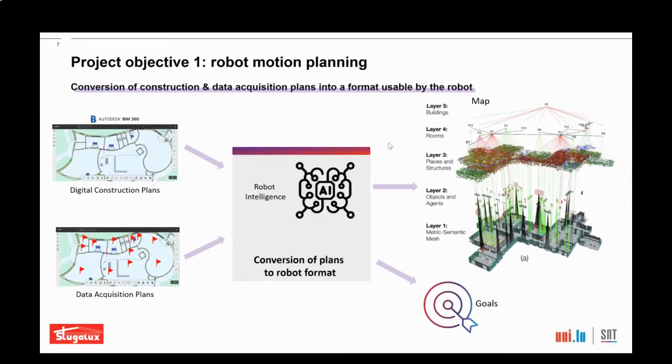Here we are using that already, but then we are also adding objects. That means there are humans on site or other objects. Then we have places and structures. We have the rooms and we have the buildings, and all of these are then converted into this kind of plan that the robot is using inside.